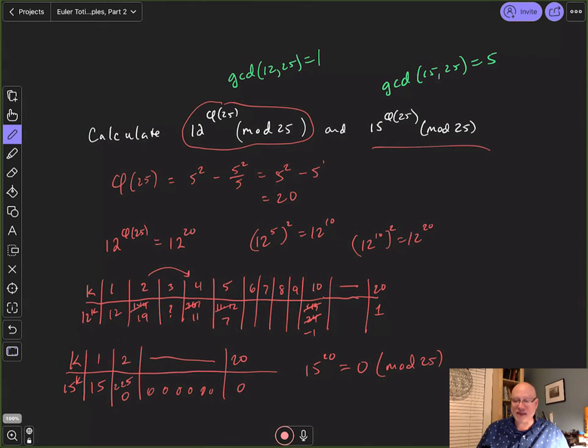Okay? And that makes sense because when you think about it, what we're really looking at with the phi function is all of the things that have an inverse, that can be undone. They're all the values in the system that can be canceled. That's what the phi function is giving us. And so in this case, 15 is not in that list. 15 is not part of the congruence classes that are relatively prime with 25, and that causes a problem in this case. Okay, hope that makes sense.